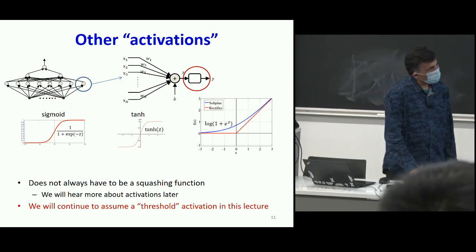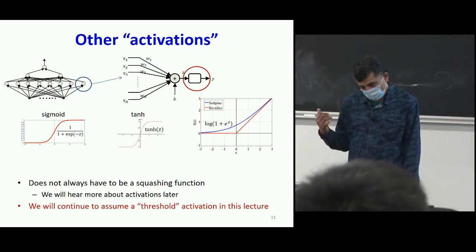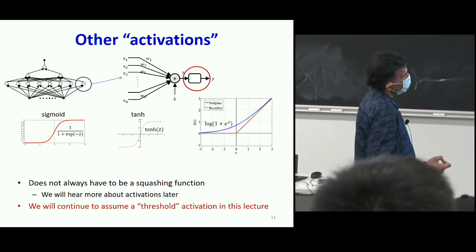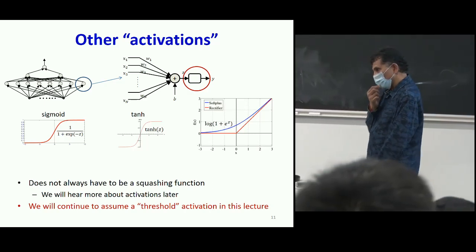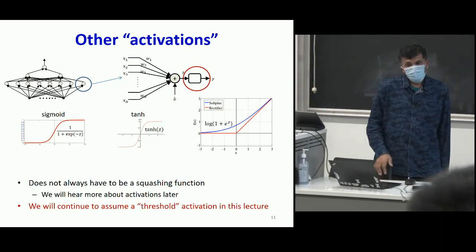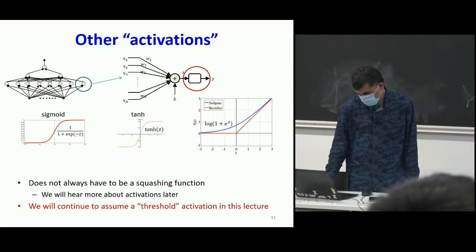Now, this is where we sort of left off in the last class. We saw a lot more. We'll revisit some of it. But for the purpose of this lecture, I'm going to continue to assume that the activation function is a threshold activation because it makes some explanations simpler. We will come back to non-threshold activations towards the end of the lecture.